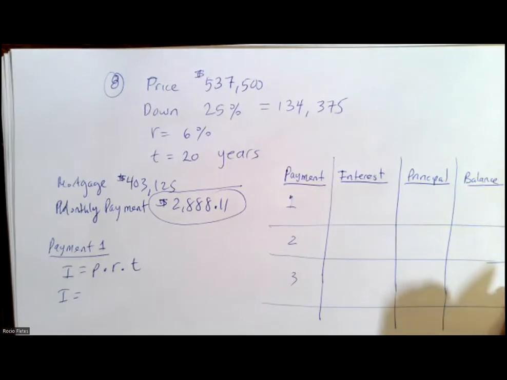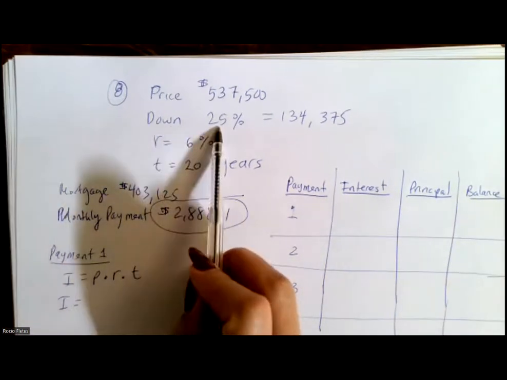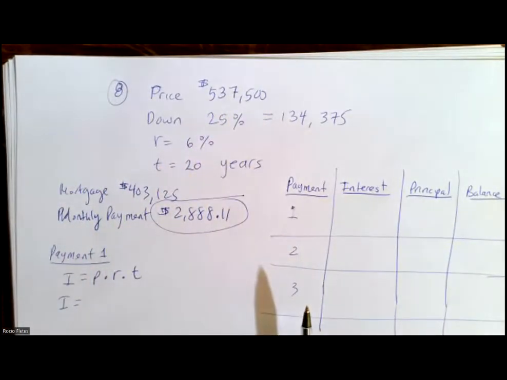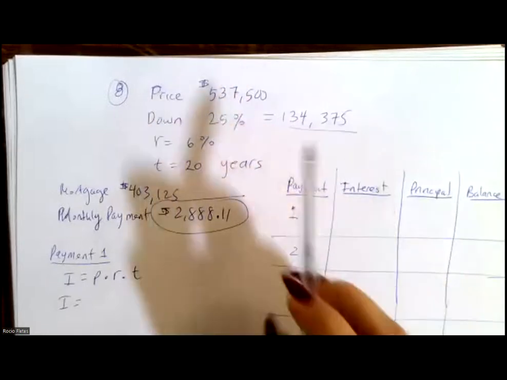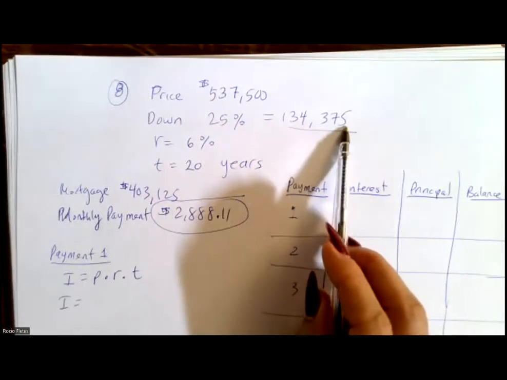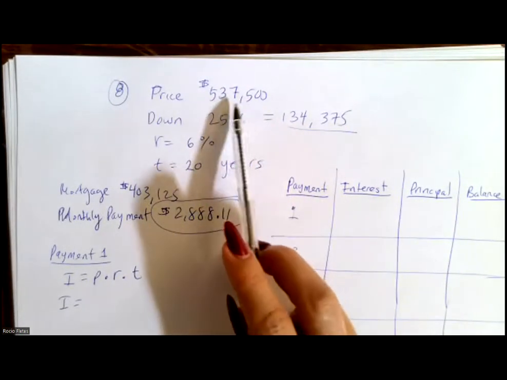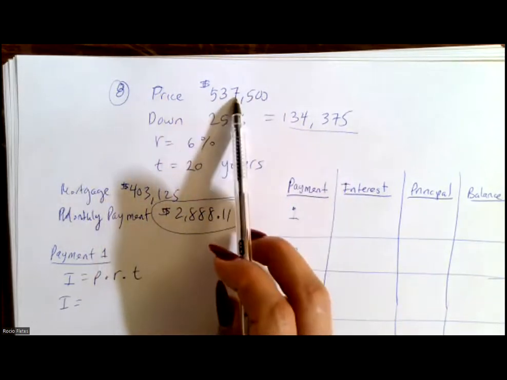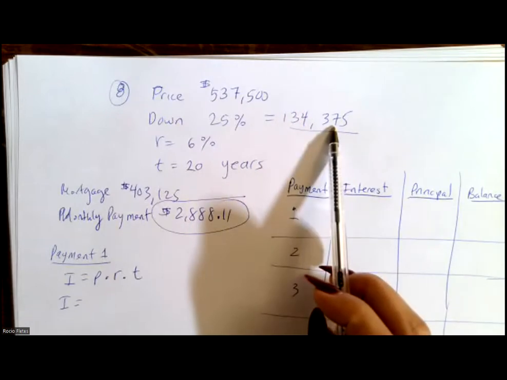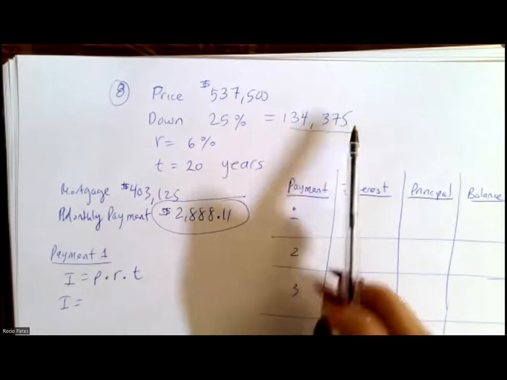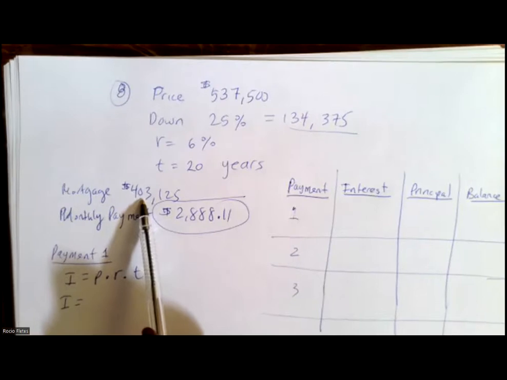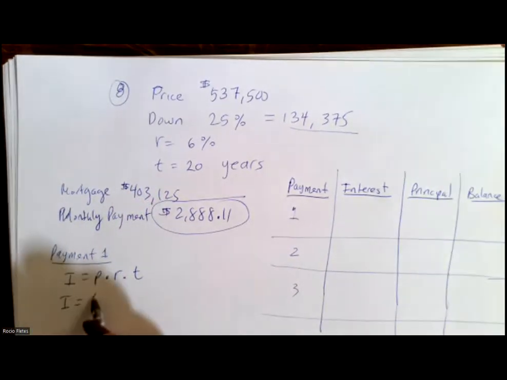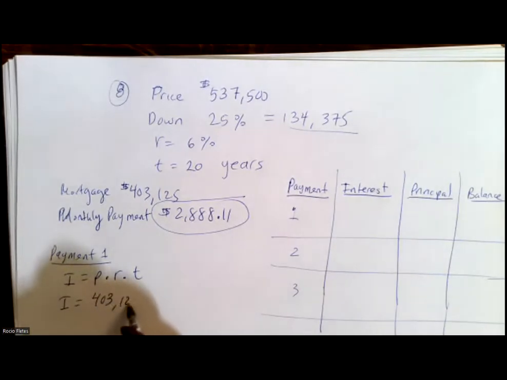The principal is the mortgage amount. So you have to figure out, here I have the down payment is 25% of the 537,500, and that gives me an amount of 134,375. If you take 537,500 minus 134,375, you get a mortgage amount of 403,125. So that's your mortgage amount. That's the principal.